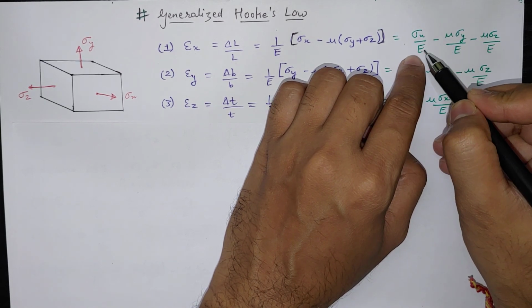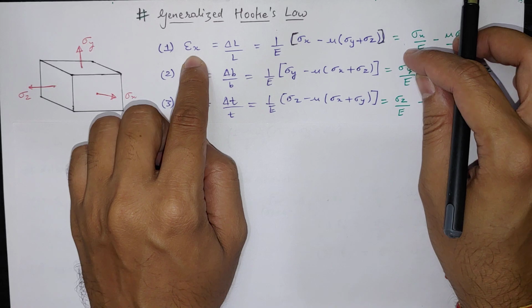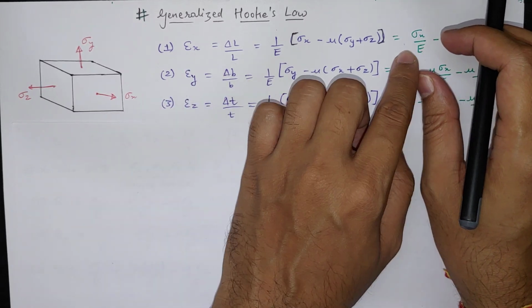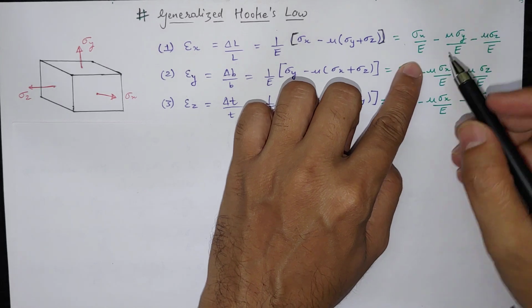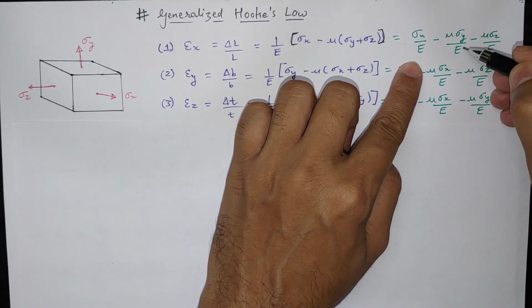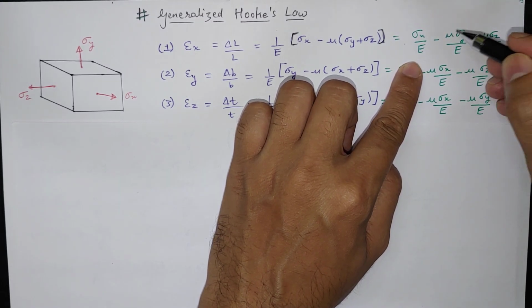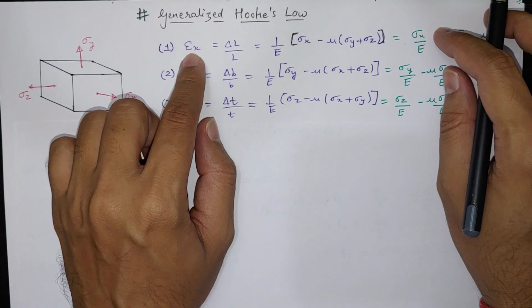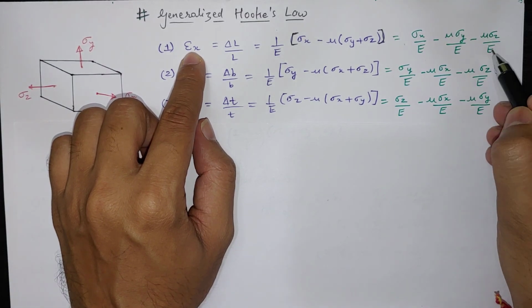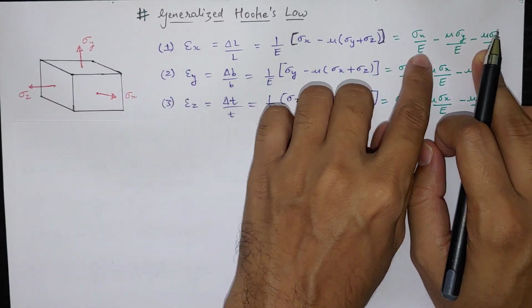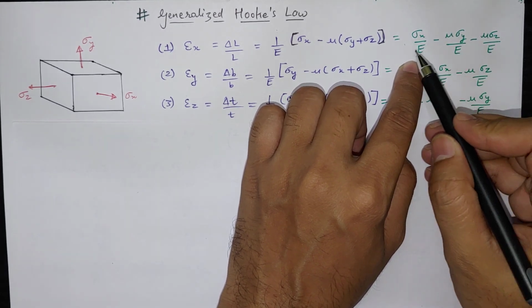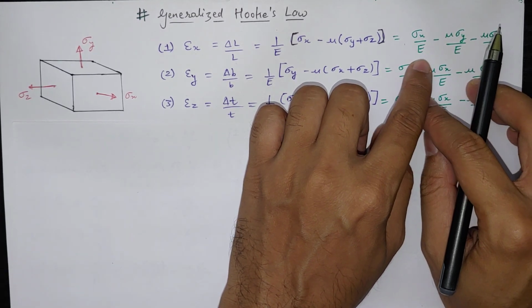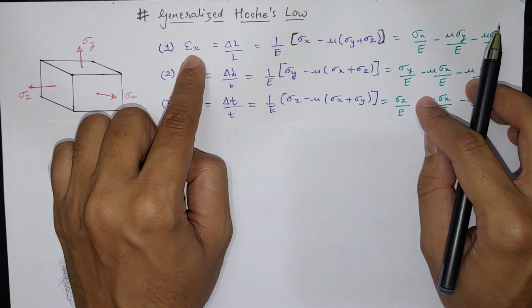So sigma x by E will increase the length epsilon x, but epsilon x will reduce if we give stress in y and z direction, because of the Poisson ratio. So sigma y by E into Poisson's ratio will give the reduction in epsilon x, and similarly in z direction. So this entire term will be generalized Hooke's law if all three, sigma x, sigma y and sigma z, are present. So that will be the total strain in x direction.